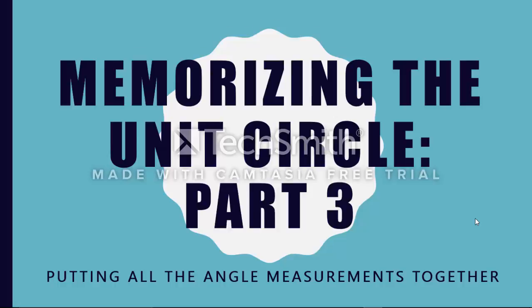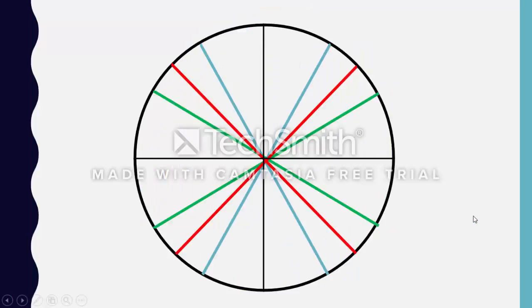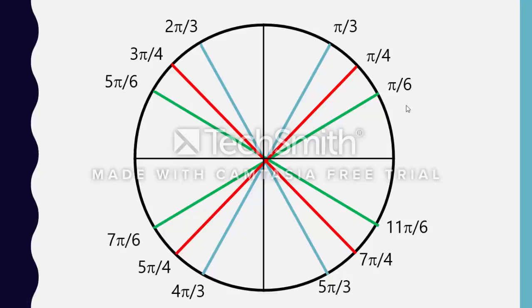This is part 3 of memorizing the unit circle, putting all the angle measurements together. We know that we start here at 0 or 2 pi, and as we go up here we have pi over 2, pi, and 3 pi over 2. Those are fairly straightforward and easy to memorize, so let's look at some of the other angles. Can you see any patterns in this picture?